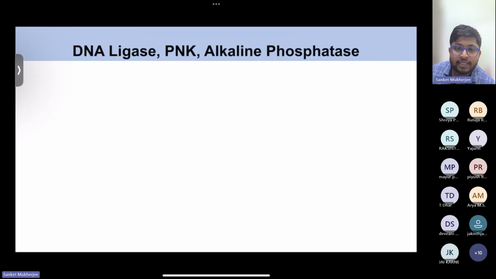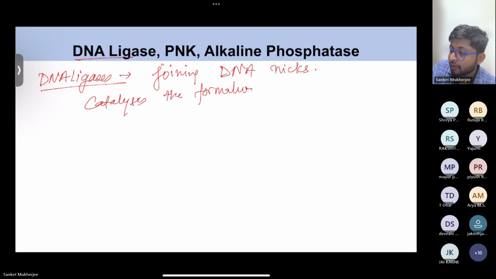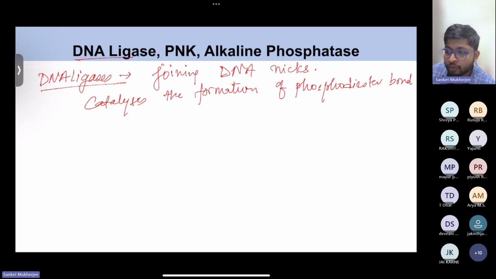Apart from this, there are other enzymes as well. As we already talked about, DNA ligases in general are used for joining DNA nicks. They catalyze the formation of phosphodiester bonds in DNA. If you remember the DNA structure, it will be easy to know what phosphodiester bonds are. Whenever there is a single-stranded break, DNA ligases join these breaks.